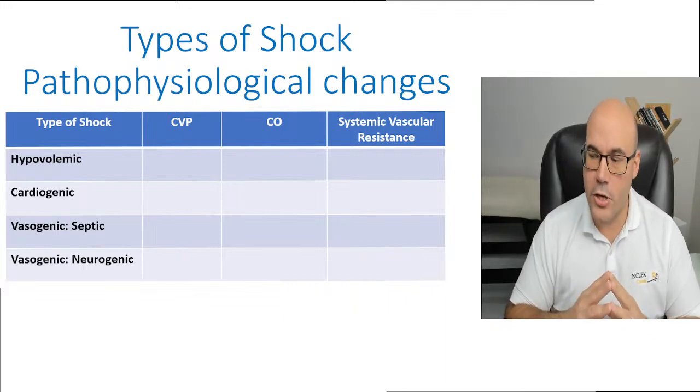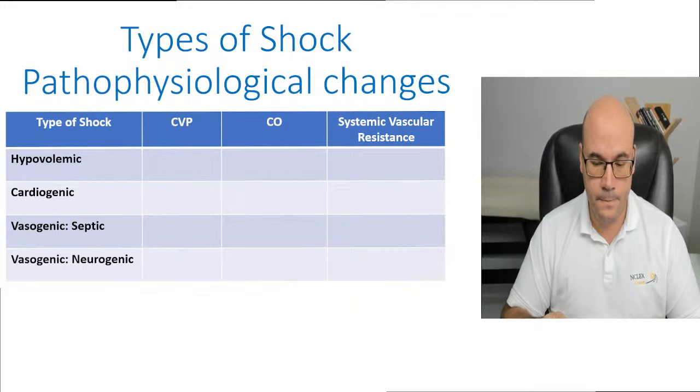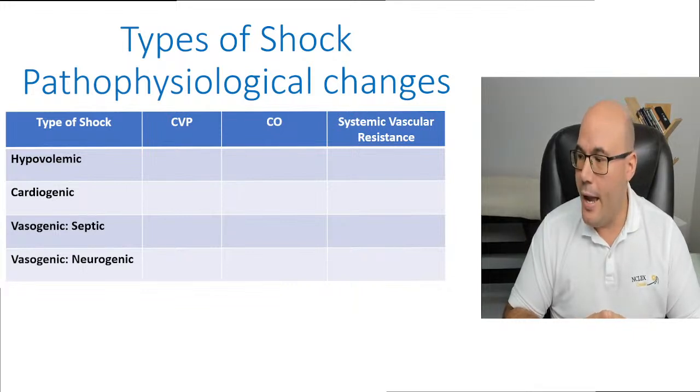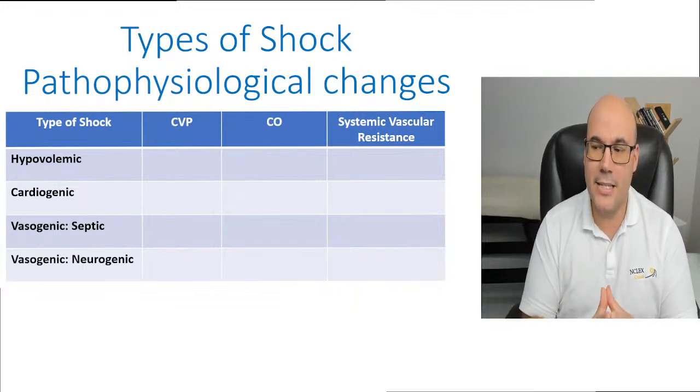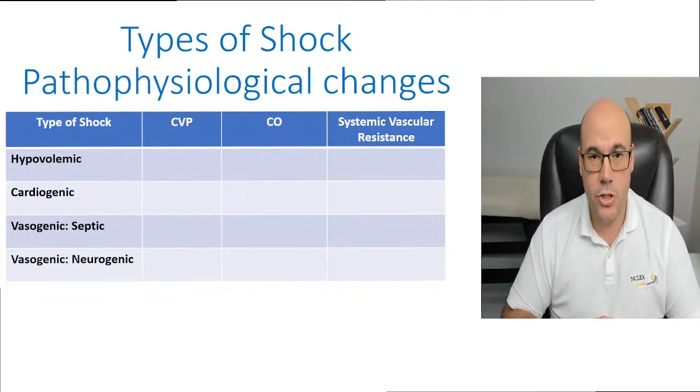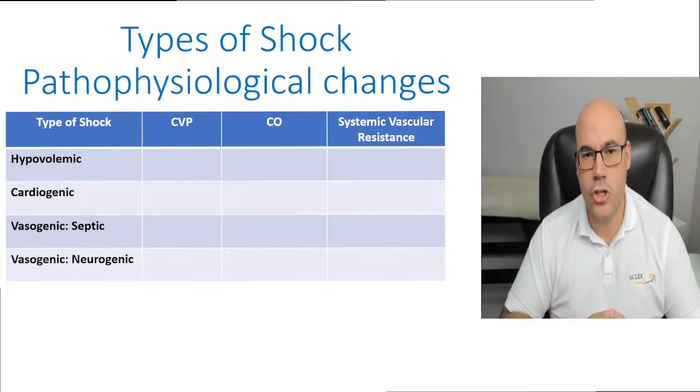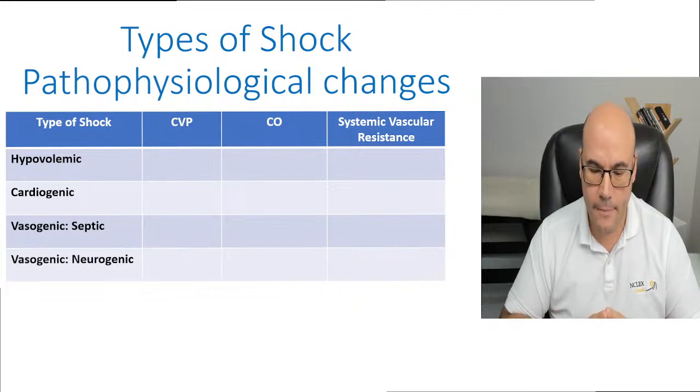So we're going to focus on CVP, central venous pressure, CO, which is cardiac output, and systemic vascular resistance. So how are these three parameters changed in the different types of shock and why?